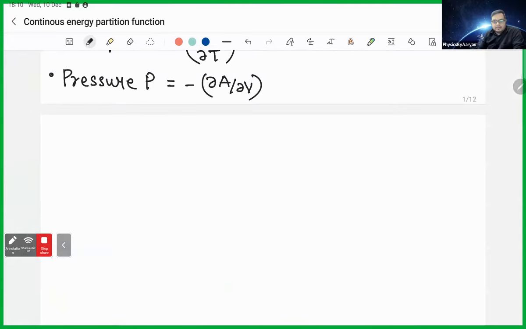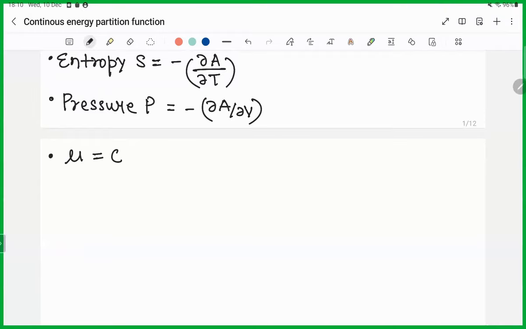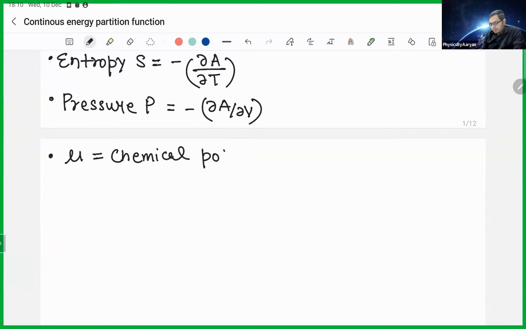Yes. Okay. And then you can find entropy and you can find pressure, and then you can also find mu. Can anyone tell me what is mu? Very quickly. Chemical potential. Right. So chemical potential is calculated using ∂A/∂N. So these are the few terms that you can directly find once you know A.